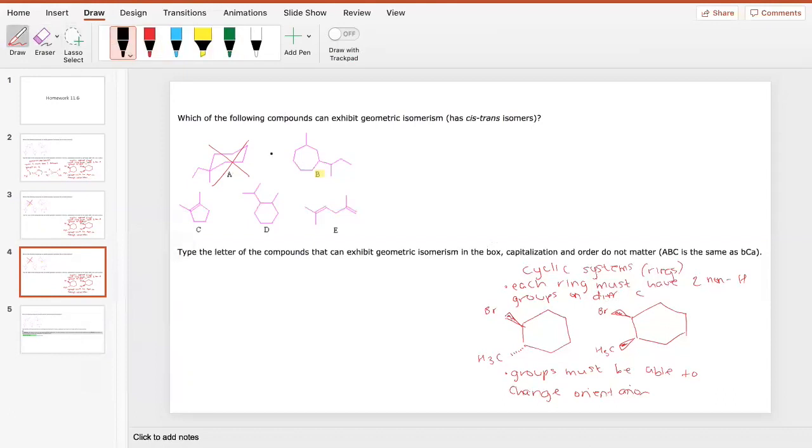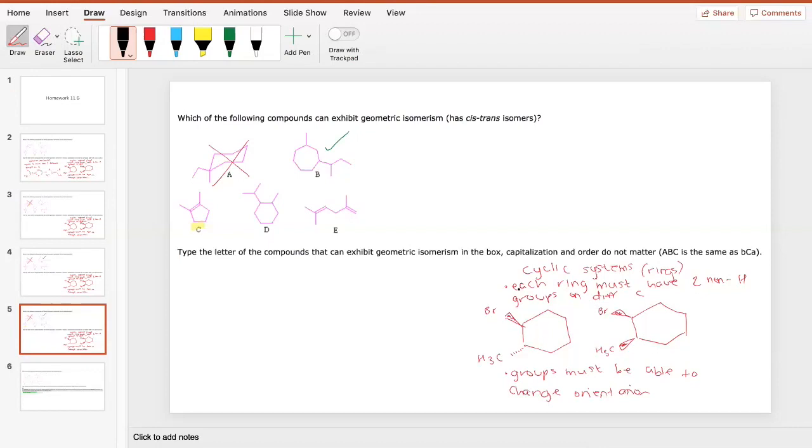B is also a ring system. It has two non-hydrogen groups. It has this methyl group and this sec-butyl group. They're also on two different carbons, so they follow the rules that we need, and so B does in fact work. Moving on to C, we could first think that we should be following alkene rules here since we do have a double bond, but since one of the substituents is a ring, we can't break this apart and move it around. And so we should consider the cyclic systems as a more relevant set of rules to determine if we can have geometric isomerism here.